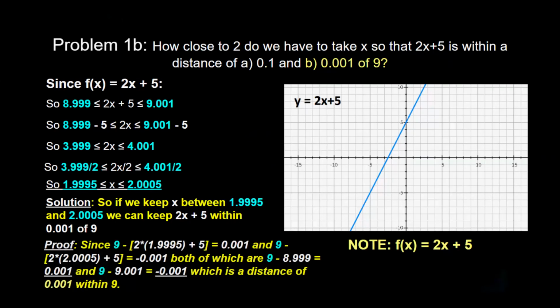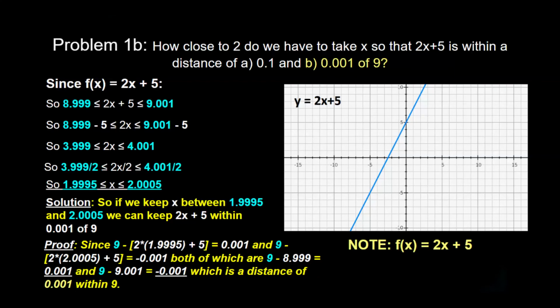As a proof, again, we can do like we did in part A. We can plug f of x into our equation, and we can subtract it from 9. In this case, f of x would be 2x plus 5. We substitute x for 1.995, and we subtract that from 9. It gives us our distance is 0.001. Likewise, if we subtract 9 from 2x plus 5, with x being 2.005, we get a distance of negative 0.001.